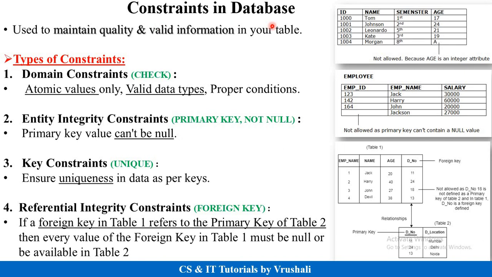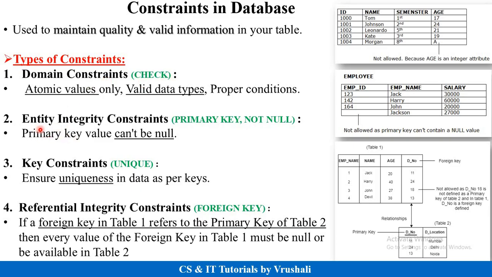Now, constraints in database. Constraints are generally used to maintain the quality and valid information in your table. First, domain constraints. They use the keyword check. For example, you want to enter the age here. So you need to find out the valid data type. Age always has an integer data type. Age has a proper condition like check age greater than 18, and it has a single value. For that purpose domain constraints are used. They store valid and accurate information.